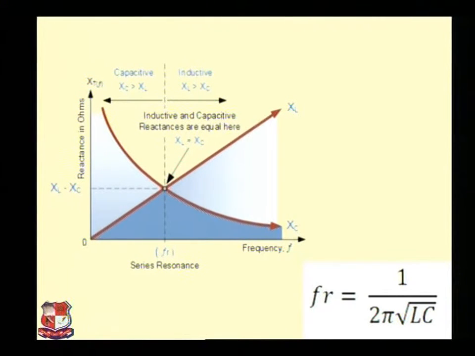So in a series resonance circuit, the resonance frequency is given by 1 upon 2 pi under root LC. So we have to explain with the graphical notation and with the derivation. By these two terms we can explain our series resonance for 3 or 5 marks.